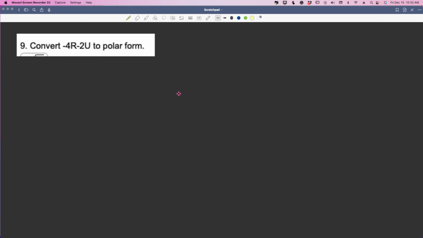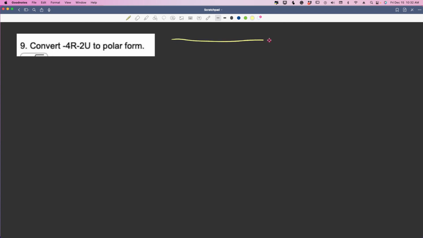All right, so here's another one that you got part of it right. You got the length right, but you did not get the degree of measure right. So we want to convert this to polar form. So this tells me I've got a negative 4r, which r is my x term, and negative 2u, u is my y term. So negative negative tells me that that's going to be in the third quadrant.